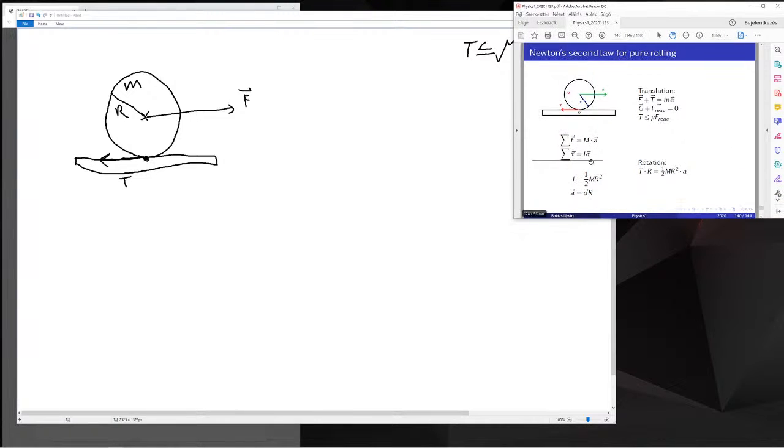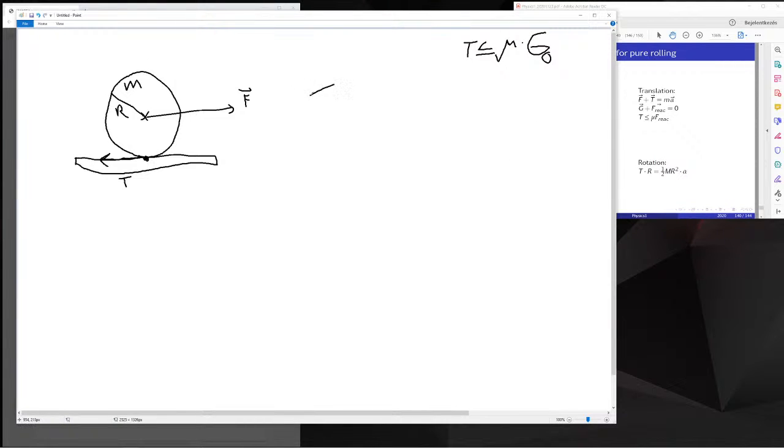This is a rigid body, so we have two equations. One is for translation: the sum of the forces will give you m times a. And for rotation, the torque equals the moment of inertia times alpha.